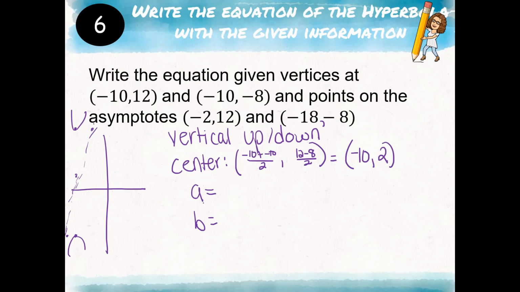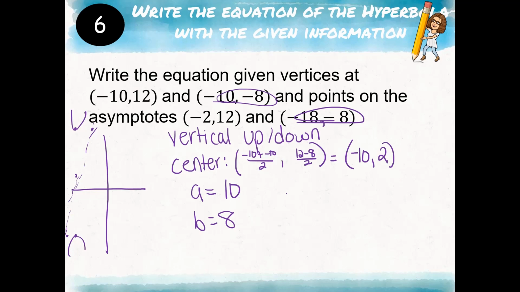My A value, then, is my center to a vertex. It looks like it's a distance of 10, right? Because negative 10, 2 to negative 10, 12 is a distance of 10. Now, my B value is how far is a vertex from an asymptote dot. So negative 10, 12 to negative 2, 12 is probably the easiest ones to figure out because they're on the same line, right? That would be a distance of 8. Notice as well, this vertex to this ordered pair is also a distance of 8. So my B value is 8.